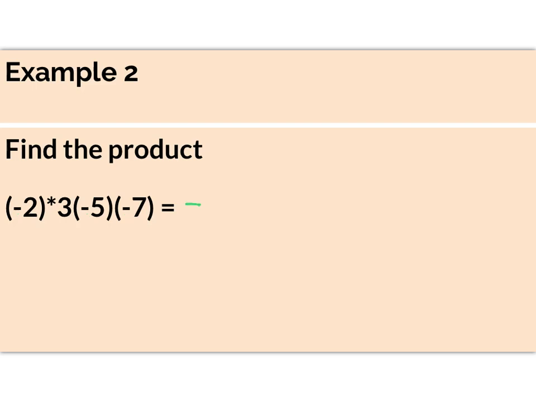So now let's multiply. 2 times 3 is 6. 5 times 7 is 35. And then 35 times 6. 6 times 5 is 30, carry the 3. 6 times 3 is 18, plus 3 is 21. So our product is -210.